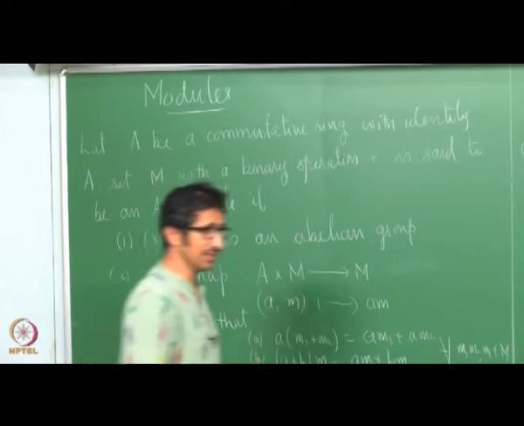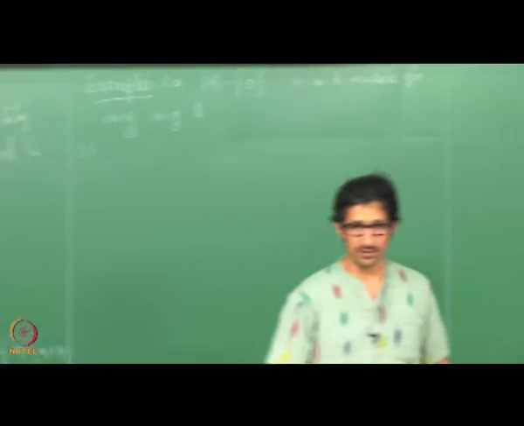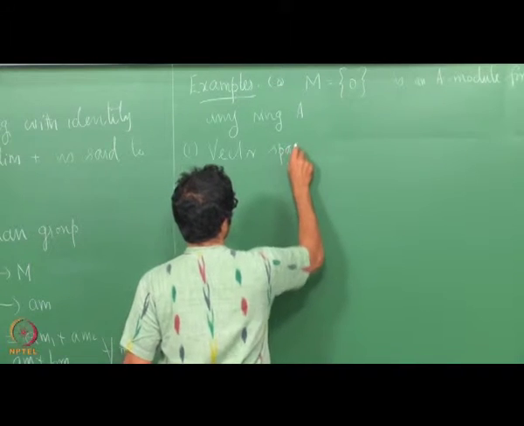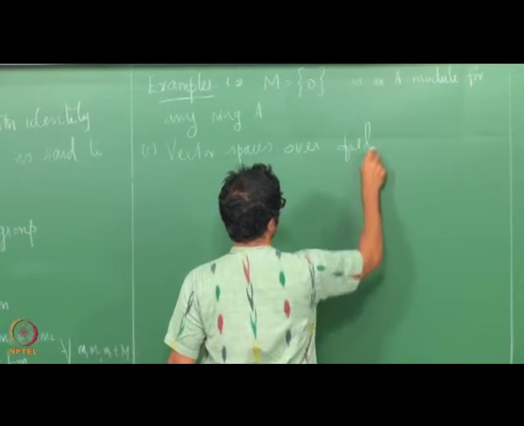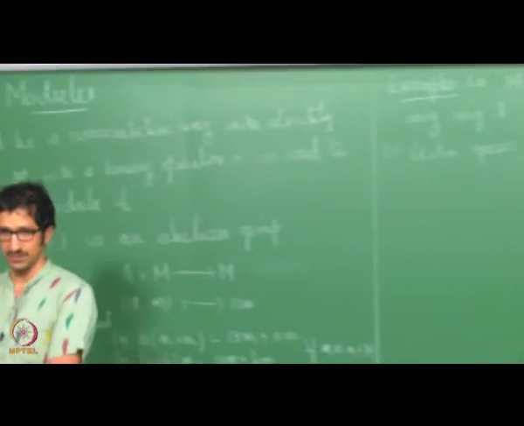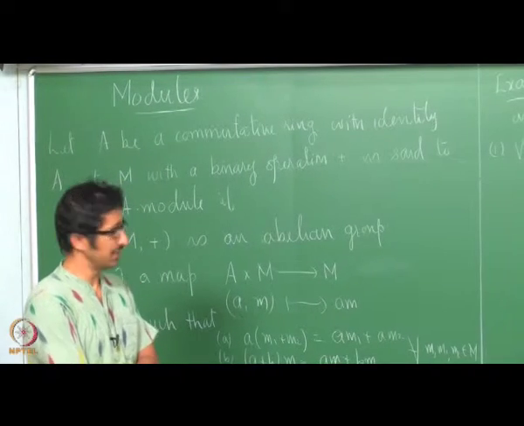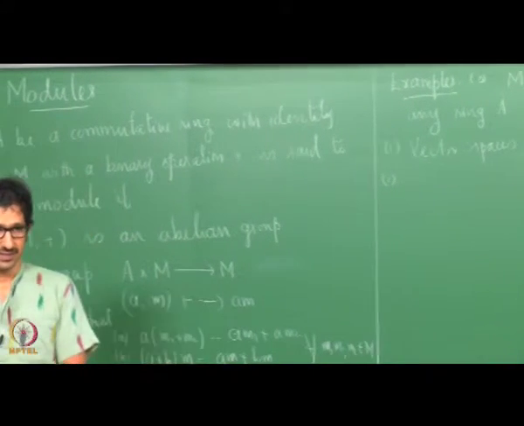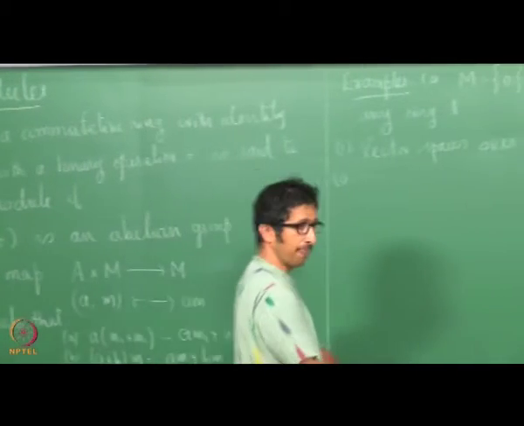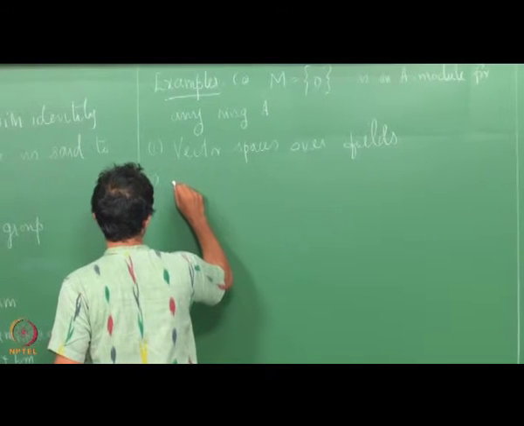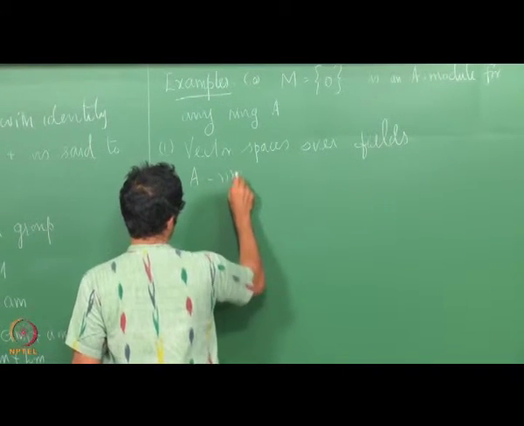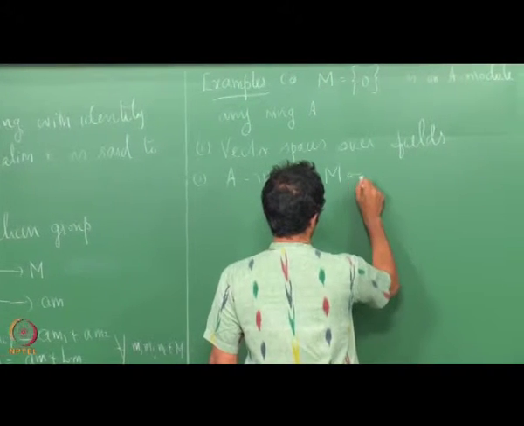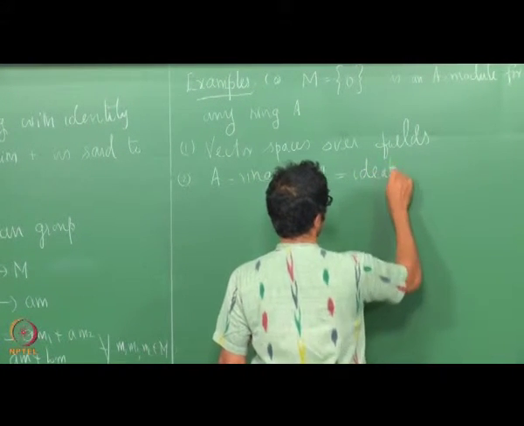Then as I said, you can see that it is a generalization of vector spaces into the case of rings. So, if you take any vector space over fields, they are all modules, F modules. Now, can you think of, start with the ring A, can you think of an M? Yeah, M equal to an ideal of A.